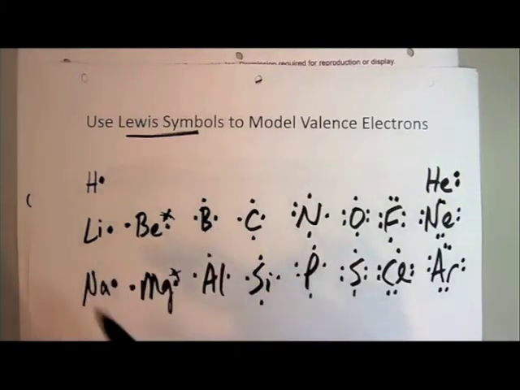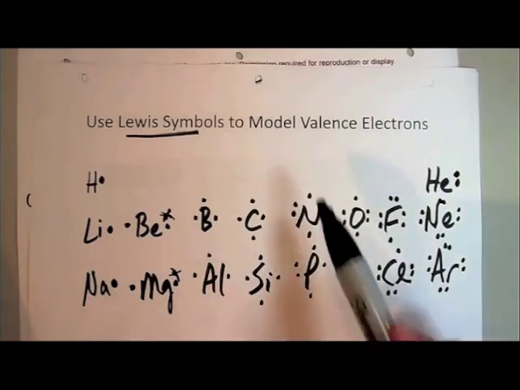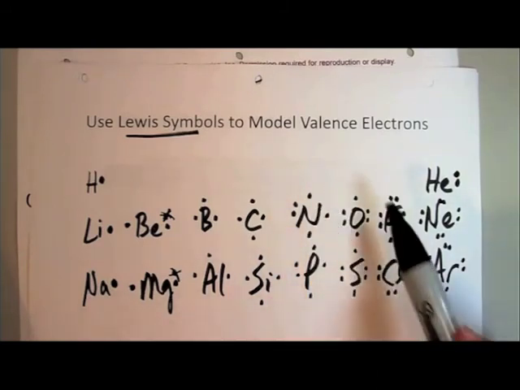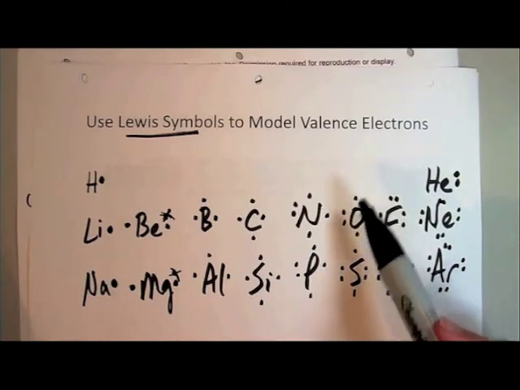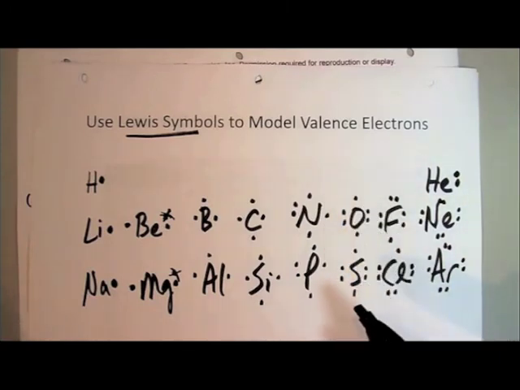But you can see how the repetitive nature of the Lewis structures is telling me that the number of electrons on the surface of these elements is consistent down the groups. That's why within a group we have similar chemical behavior and similar what we call bonding behavior.